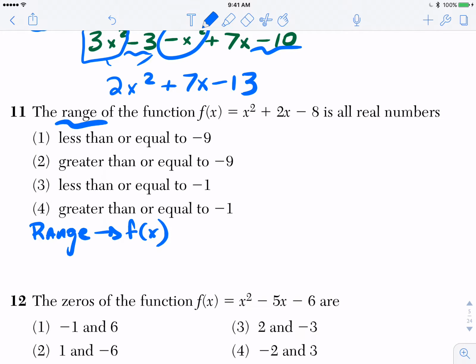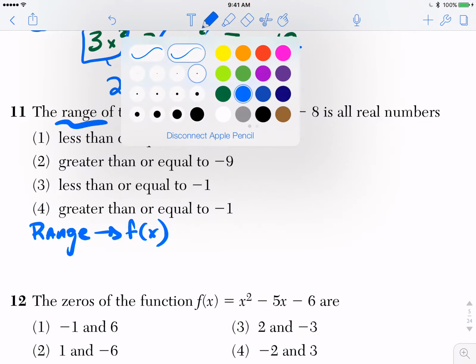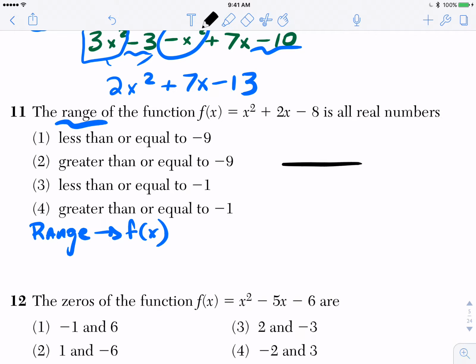And we have little intervals, so it says all real numbers and then some inequality, less than or equal to some number or greater than some number. And our function here is x squared plus 2x minus 8. So the first thing that I'm going to do is type this into the calculator. I don't have the calculator in my iPad, but we'll see something like this if we go to images.